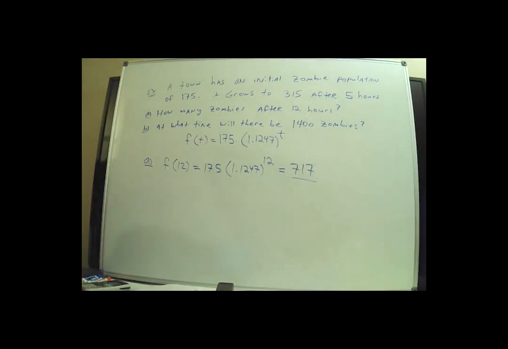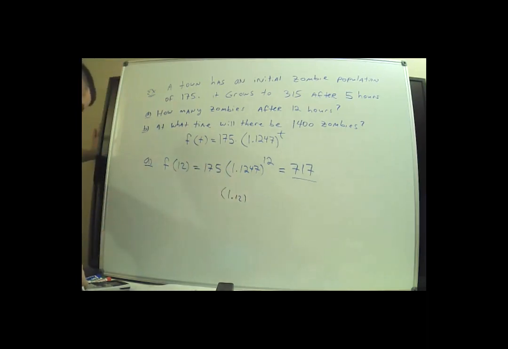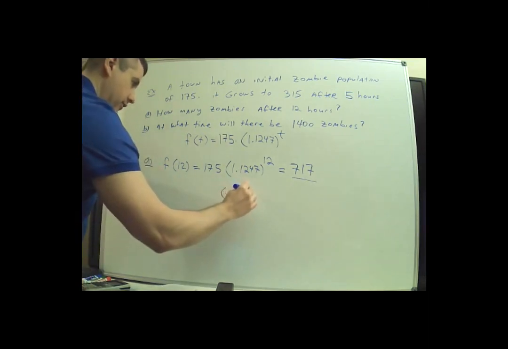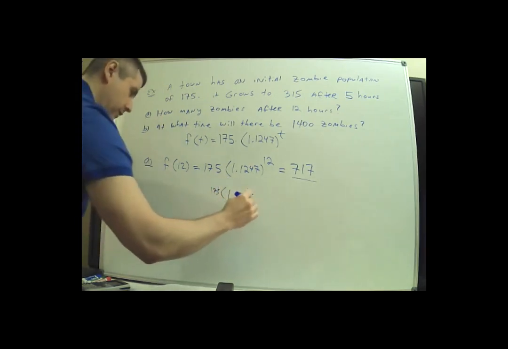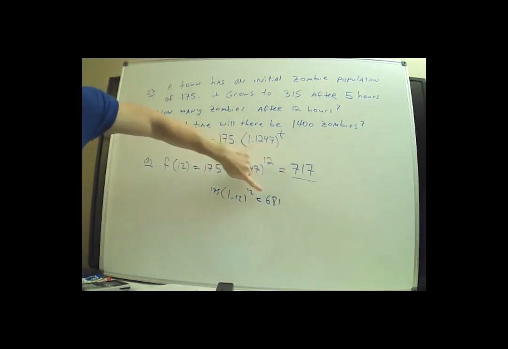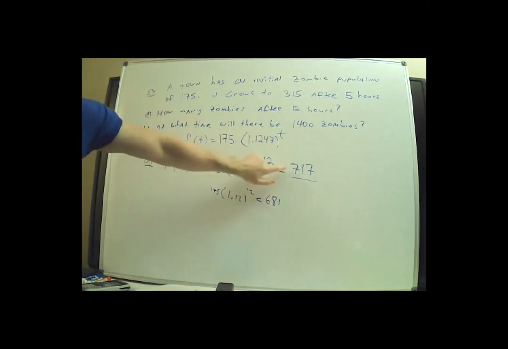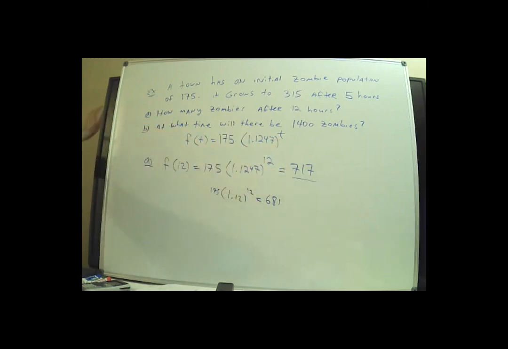Now, just out of curiosity, I'm going to round and see. I'm going to do 1.12 to the 12th and multiply it by 175 just to show you how different of an answer I get. I just did 1.12 to the 12th and multiplied it by 175 and I got 681. There is a huge difference between 681 zombies and 717 zombies. I mean, if you're thinking about money, this is not the same amount of money. And it's certainly not the same amount of zombies.